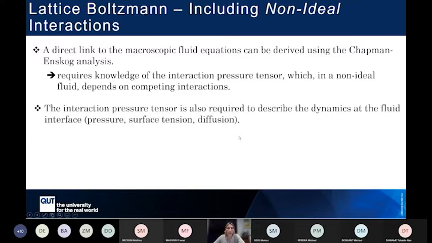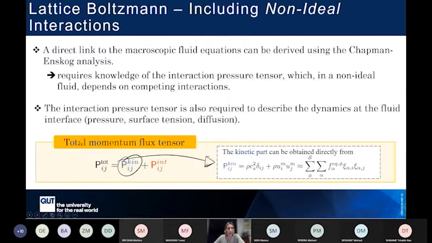Now, these interactions, as I said, are at the microscopic level. So what we want to do is retrieve the macroscopic quantities such as pressure, surface tension, and diffusion. To do that, we can use the Chapman-Enskog analysis, but we need to be able to retrieve the interaction pressure tensor. This pressure tensor is going to be dependent on competing interactions at the molecular level. So this interaction pressure tensor is a key element to retrieve the macroscopic quantities that are of interest in mixtures and in complex fluids.